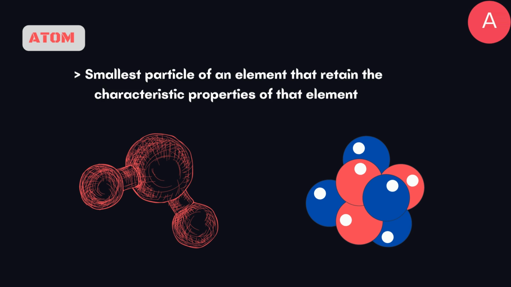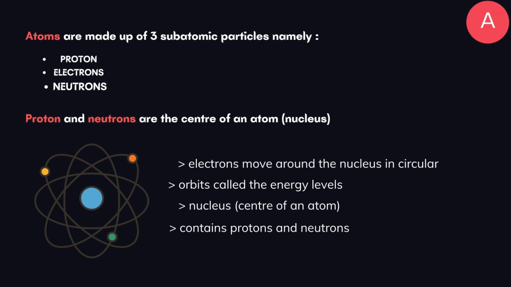Atom is the smallest particle of an element that retains the characteristic properties of that element. You guys can see the example of an atom below. Atoms are made up of three subatomic particles, namely protons, electrons, and also neutrons. Protons and neutrons are the center of an atom, also known as the nucleus.